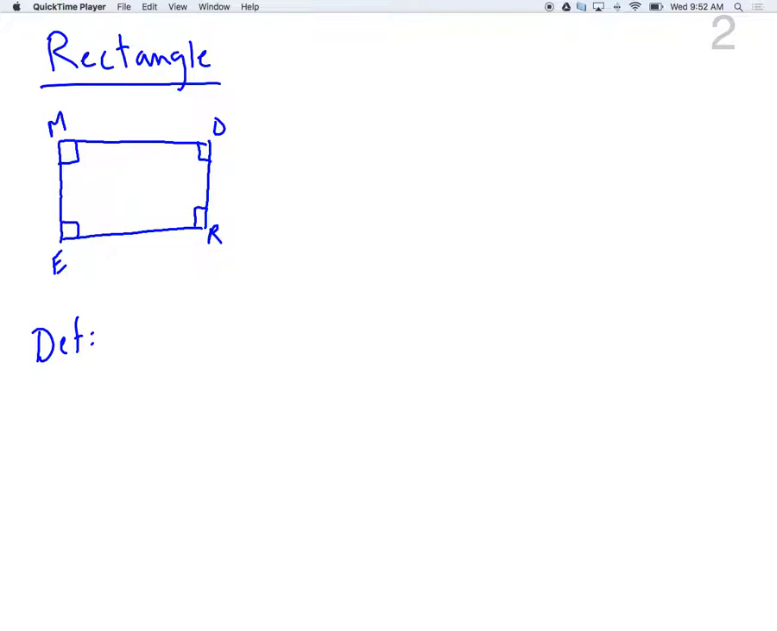Franny, is that a parallelogram? Yeah. You don't sound very confident. Do you want some help? Is that a parallelogram? Yes. Okay, good.